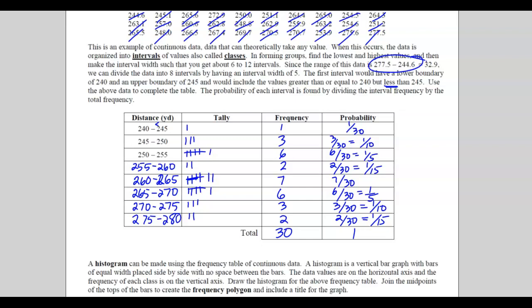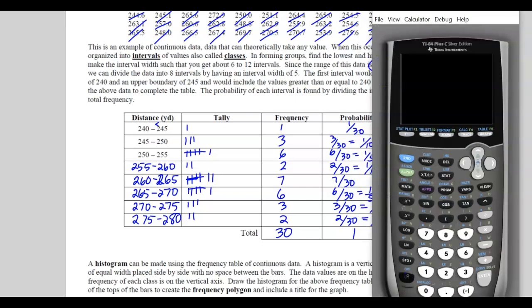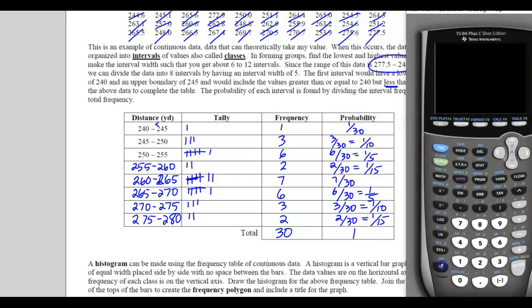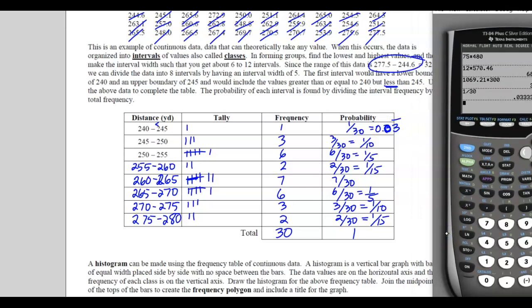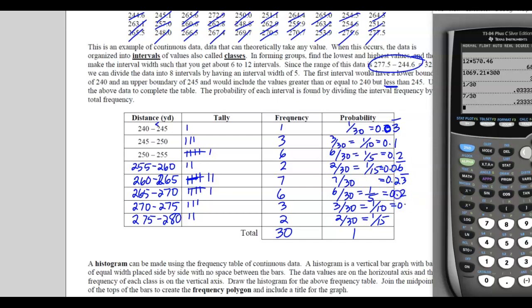Okay? And let's go back because in the probabilities here, I gave them as fractions. So you're going to want to convert them to a decimal to help you out. Okay, so what's 1/30th? 0.03 repeating. I should have told that. Okay. Next one, 0.1, 0.2, 0.06 repeating. 7 divided by 30, I don't know that. 0.23 repeating. 0.2, 0.1, 0.06 repeating.